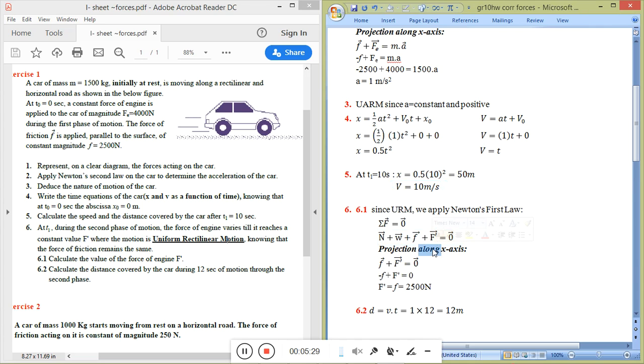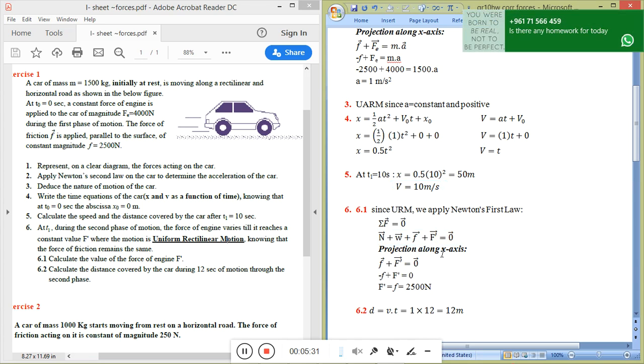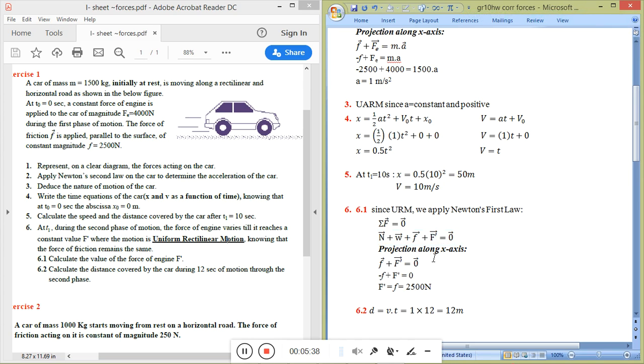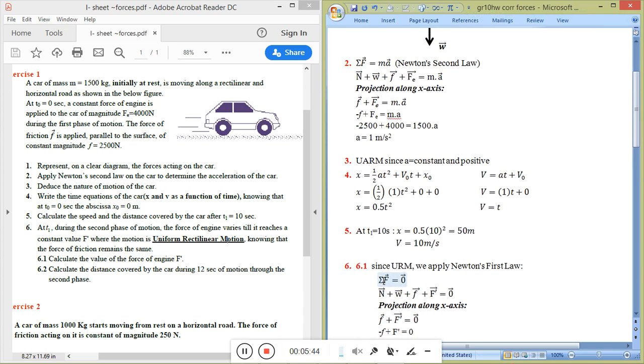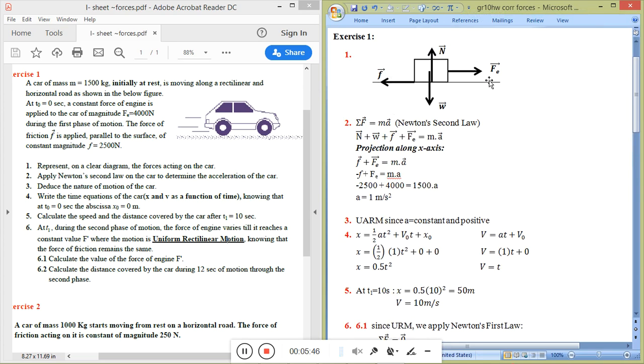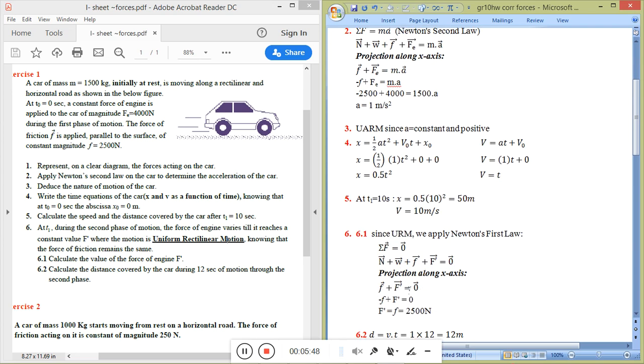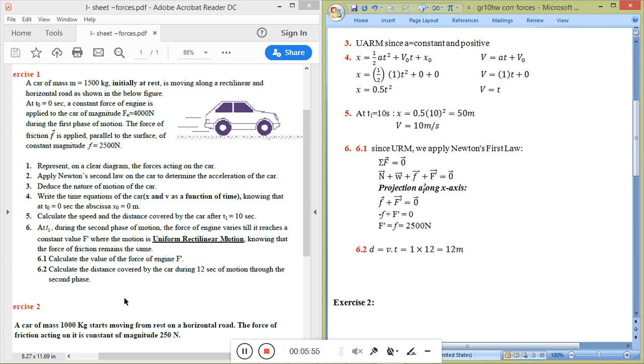Also, we project along the x-axis, either x or y. So we're here talking about the x-axis. We need to determine the F prime. Along the x-axis, you have friction and F prime. Similarly, friction is negative, opposite to the direction of motion, same as here, and F prime is positive, but now they are equal to zero. So F prime is equal to F, which is 2,500.